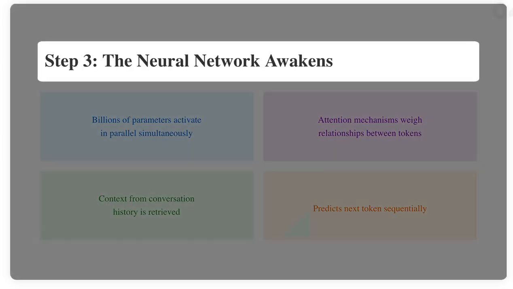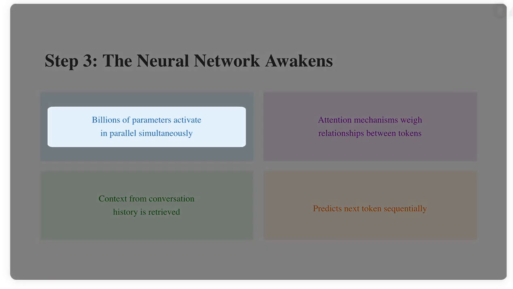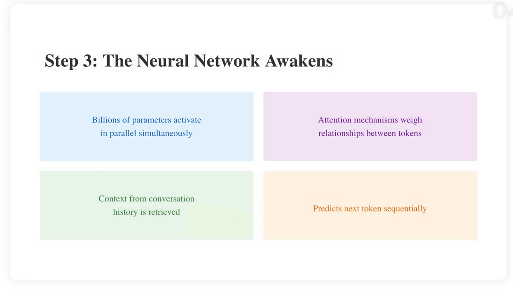Now we're at step 3, where the neural network truly awakens to process those tokens we just created. This is where the magic happens. First, billions of parameters activate in parallel simultaneously. Think of this as millions of tiny switches all turning on at once, each one helping the model understand your message from a different angle.